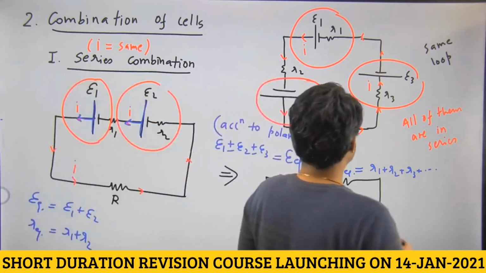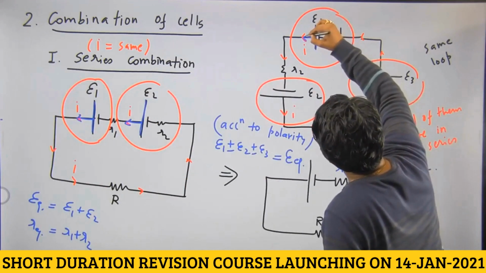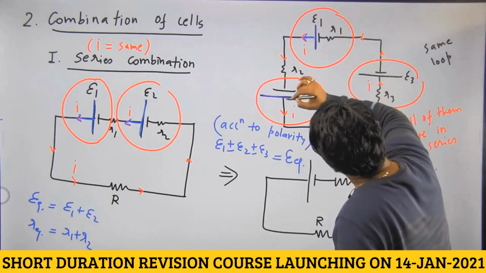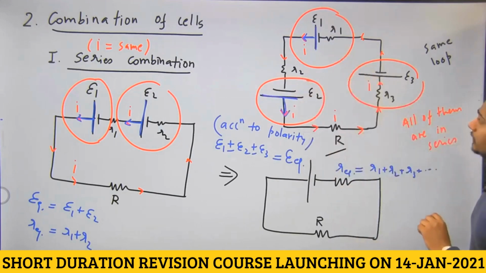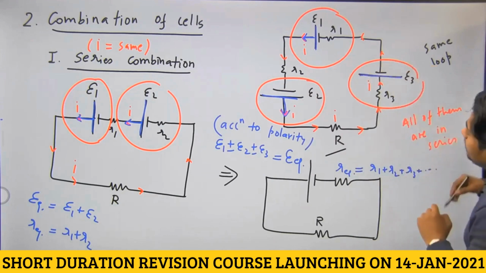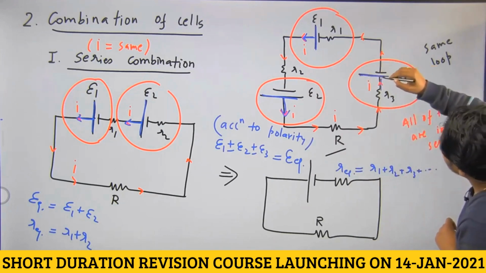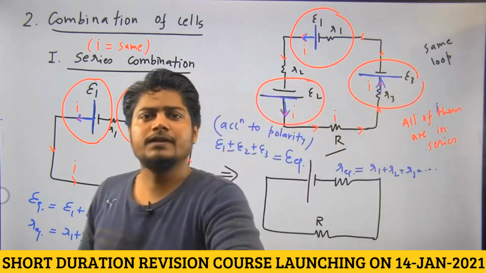Now in this case, if you can see clearly, E1 has the current coming out, E2 also has the current coming out. So E1 and E2 are getting added. What about E3? If you observe carefully, in E3 the current is not coming out, my dear friends, rather current is going in. So the battery polarity of E3 is opposite.